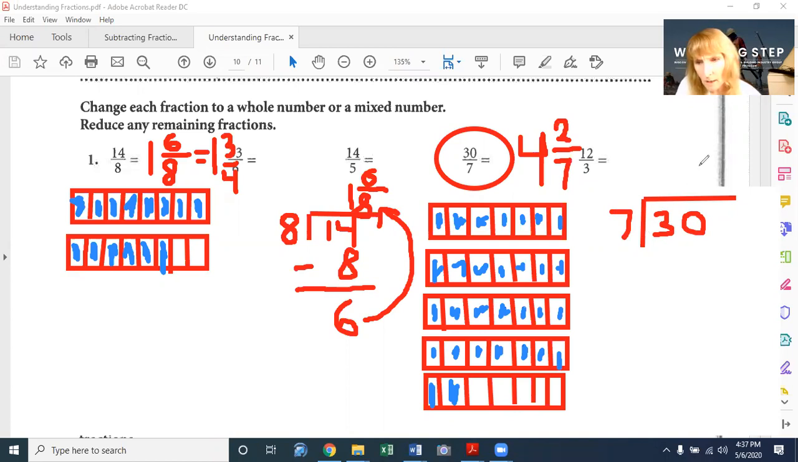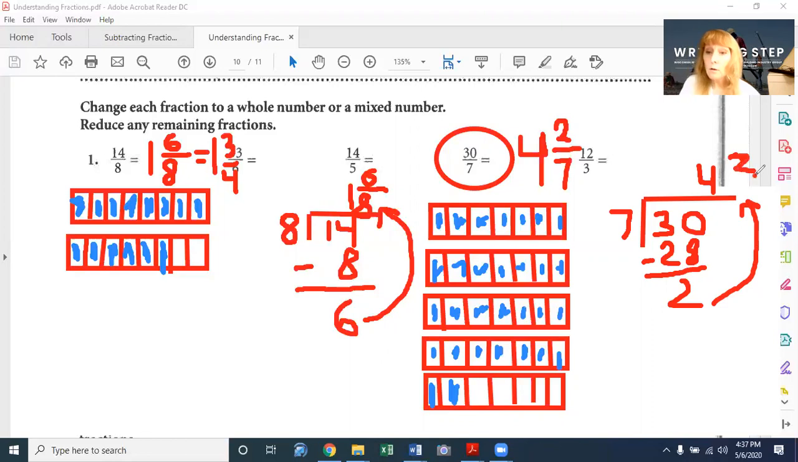So 4 times 7 is 28. That's how many whole pizzas we're going to get. And then we subtract 30 minus 28, and we're left with 2 as our remainder. That gets put up to the top and becomes 2. That's a bad crooked one, but 2 sevenths. So 4 and 2 sevenths. We got it both ways, right? So I just wanted to show you how that works.